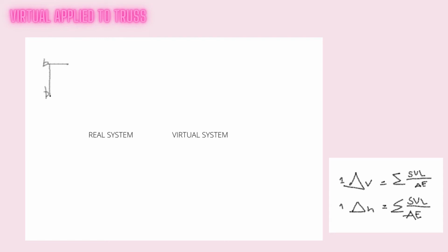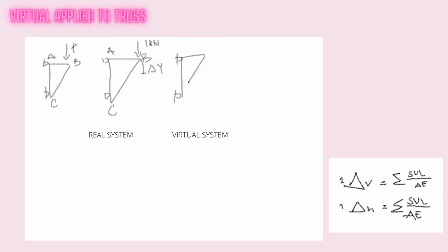Figure 1 is an example of the real system, and figures 2 and 3 are examples of the virtual system. From these figures, we derive the equations 1 times delta V equal to the summation of SuL over AE, and 1 times delta H equal to the summation of SuL over AE, where S is the normal force in a truss member caused by the real loads, and u stands for the internal virtual normal force in a truss member caused by the external virtual load placed at the joint.